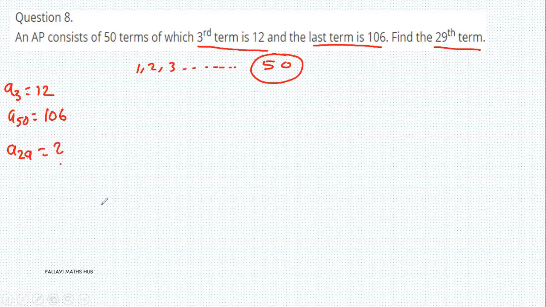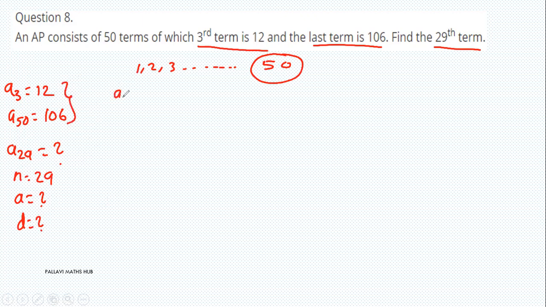A29 is equal to question mark. Same as the previous sum. So for n is equal to 29, you don't know the value of a, you don't know the value of d. How will we find the value of a and d? By using this one.